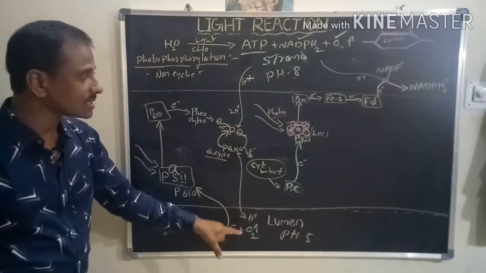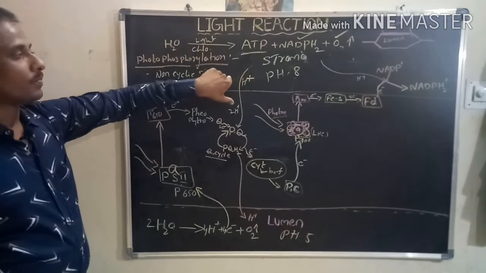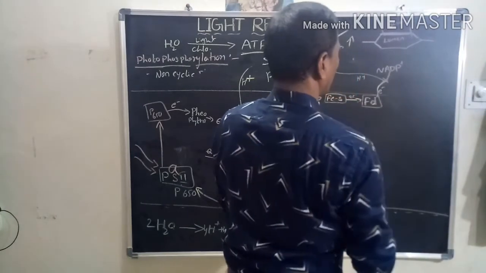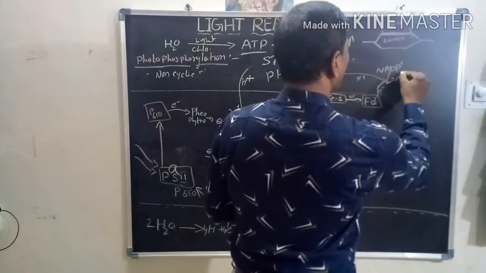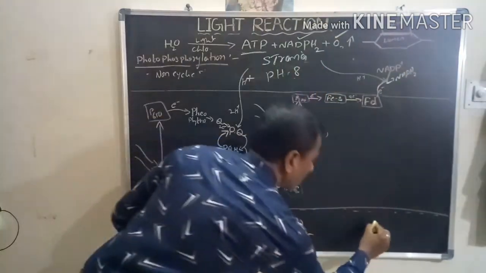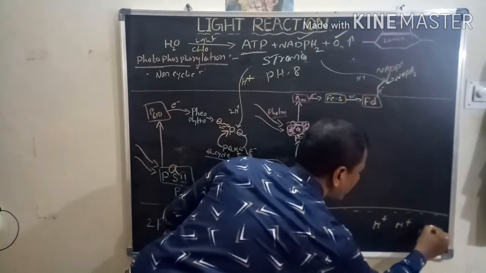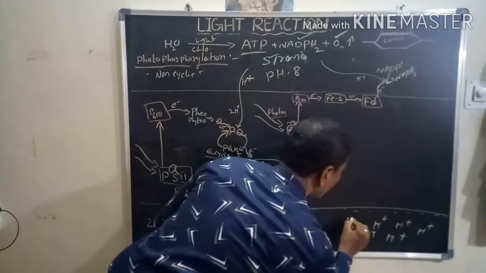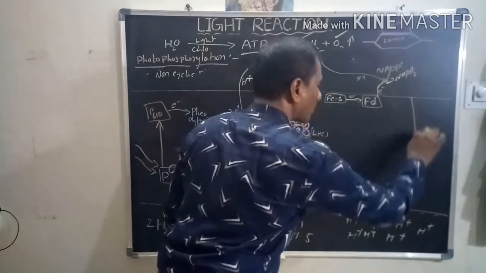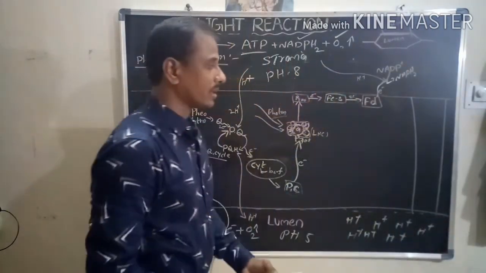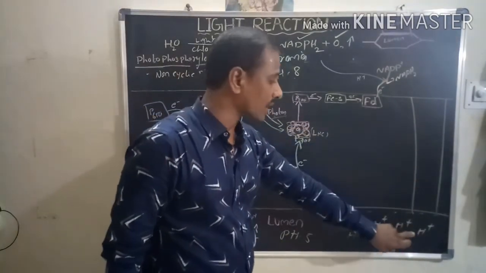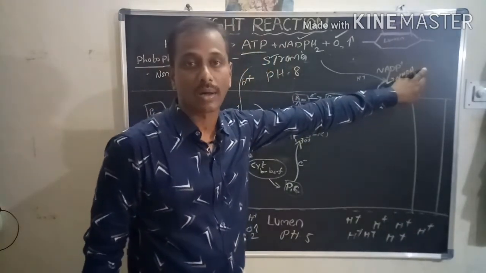Then how are the protons transported to the stroma? See here, NADP is converted into NADPH2. I am writing here. This is the membrane. A number of H+ molecules are accumulated due to the splitting of water and the quinone cycle. These H+ ions want to be transported to the stroma, but the thylakoid membrane is impermeable. It does not give permission to transport the H+ molecules into the stroma.